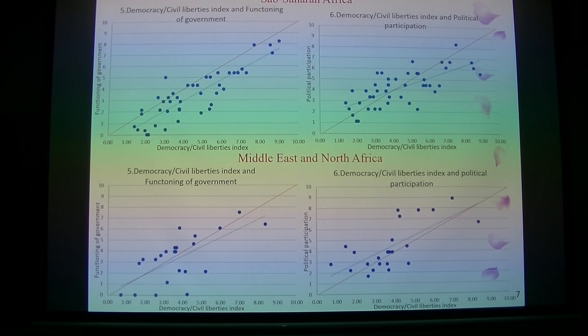Okay, now let's see here. You've noticed how for sub-Saharan Africa, it's basically below. Do you know which country has the high functioning government and low democracy? That one at the top there. One of the things I'd like to do here is talk about some of these individual countries, and see that even in sub-Saharan Africa, there are differences.